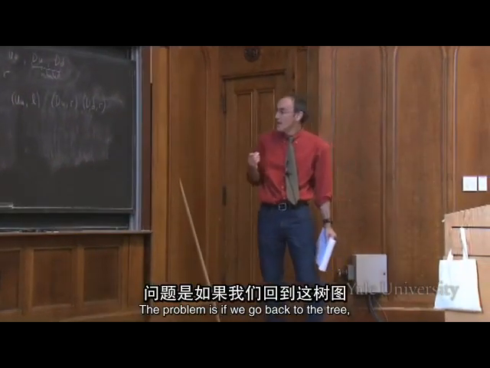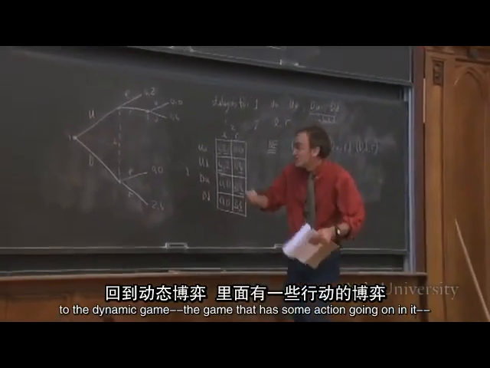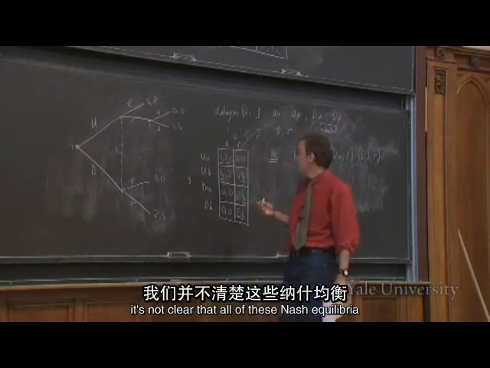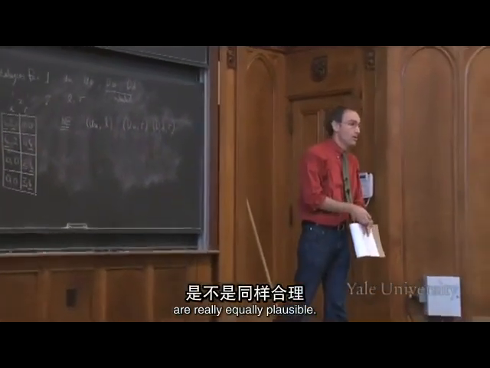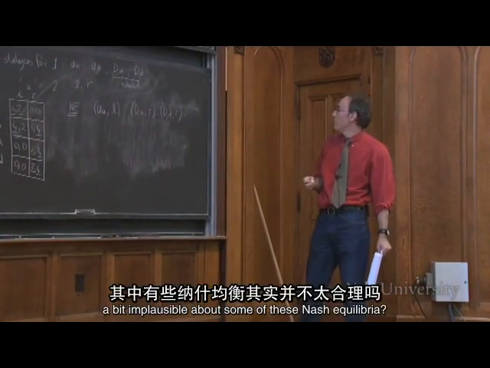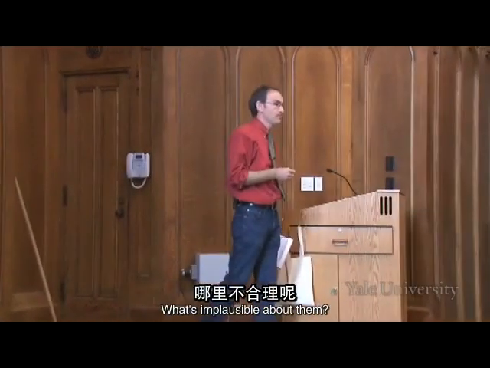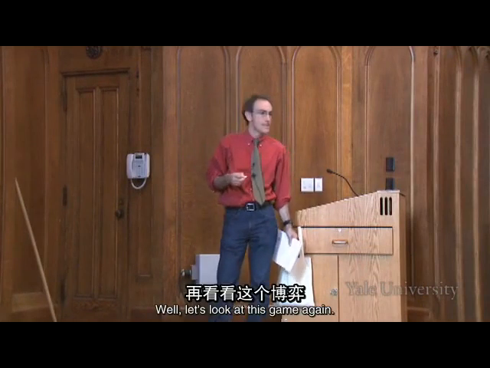The problem is, if we go back to the tree, to the dynamic game, the game that has some action going on in it, and actually look at this game, it's not clear that all of these Nash equilibria are really equally plausible. All right? Can anyone see what might be a bit implausible about some of these Nash equilibria? What's implausible about them? Any takers on this?